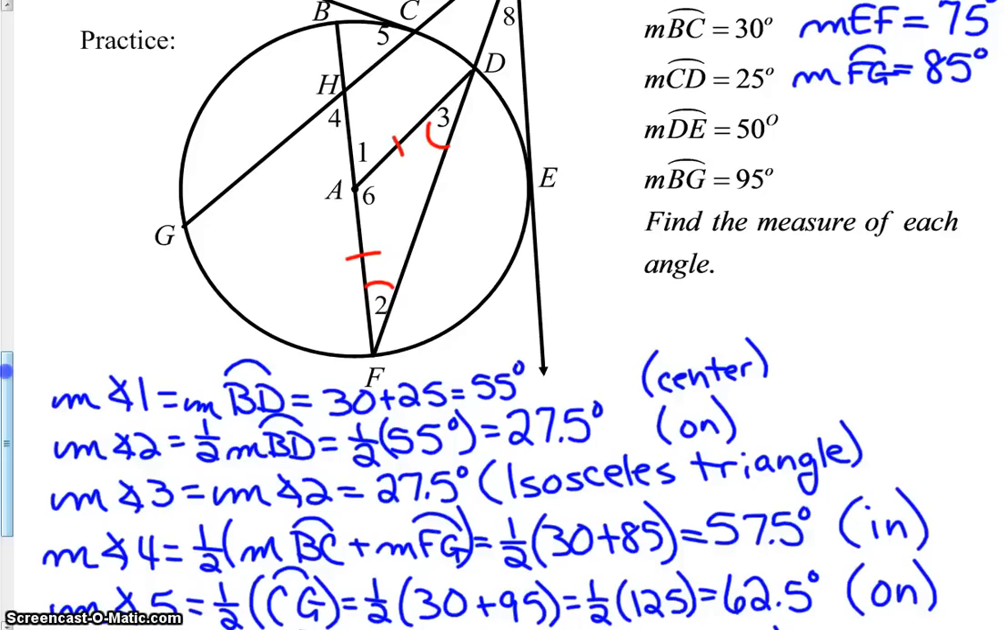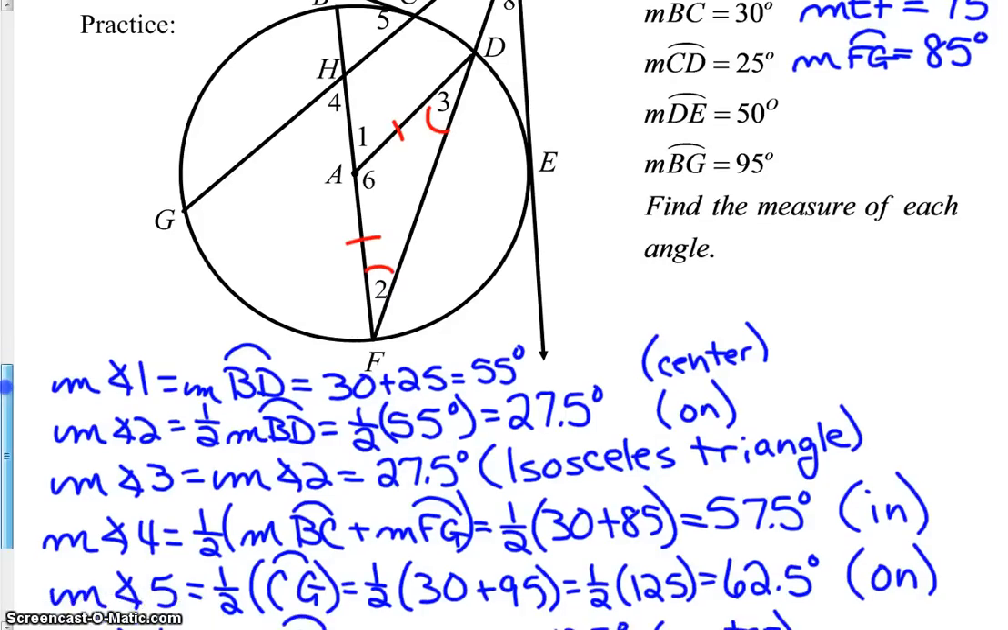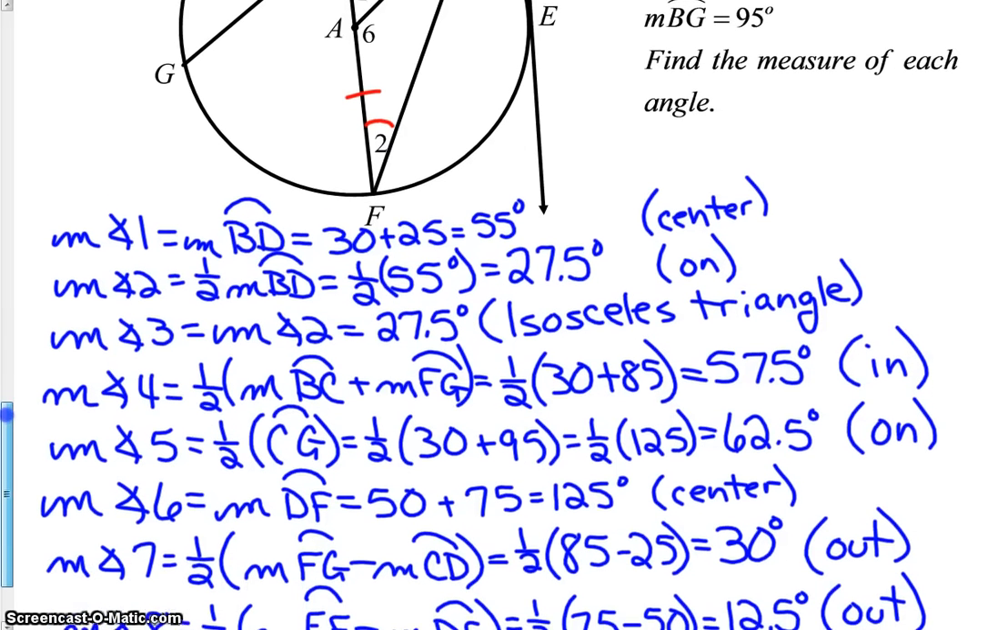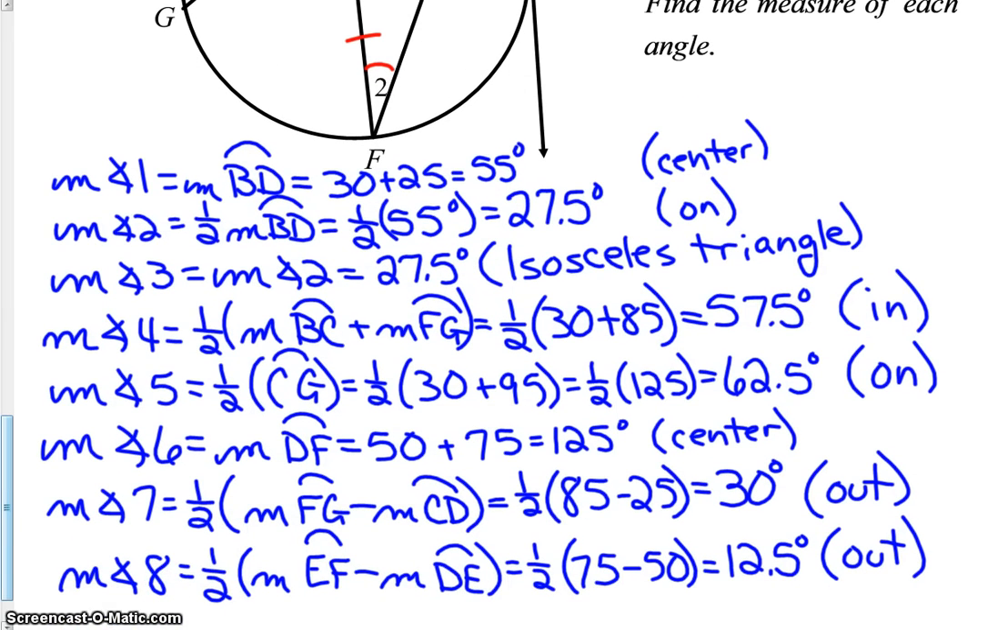Angle 5 was on the circle, so it was half of the intercepted arc, and it intercepted arc CG, so half of arc CG was 62.5 degrees. Angle 6 was located at the center, so I added arc DE and EF together to get 125 degrees. And angle 7 was outside the circle, so I subtracted the two arcs and divided by 2 and got 30 degrees. And angle 8, also outside the circle, subtract the arcs, divide by 2 for 12.5 degrees.